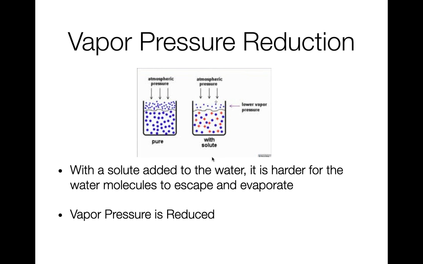And last, vapor pressure. Vapor pressure has to do with when you have, in this case, water trying to boil and become a vapor. So you have the pure water here pushing to get out, that's vapor pressure, and the atmosphere is pushing down. What happens when you add little solute particles? Well, they interfere with the ability of the solvent, the water, to push. So, with the solute added to the water, it's harder for the water molecules to escape and evaporate, and the vapor pressure is reduced. Again, it's all about interference.